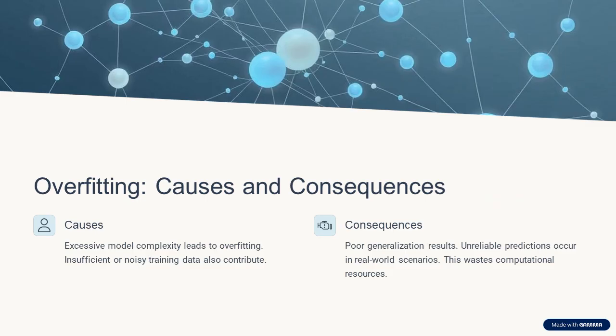Several factors can lead to overfitting: complex models with too many parameters, insufficient training data, excessive training epochs, and lack of regularization techniques. The consequences can be poor generalization and unreliable predictions in real world scenarios. This also wastes computational resources.